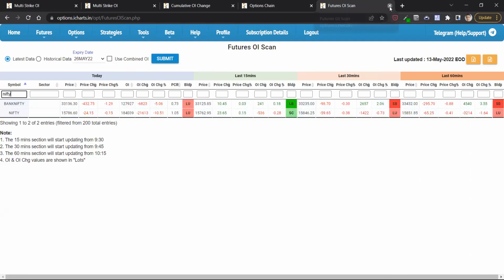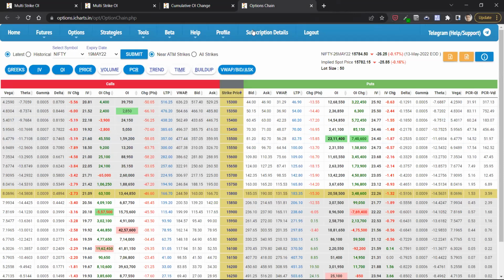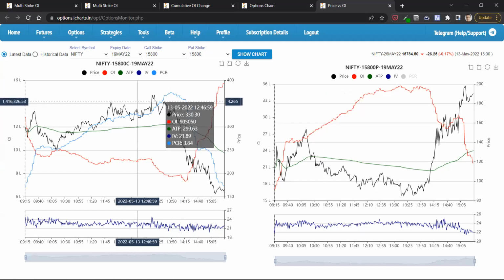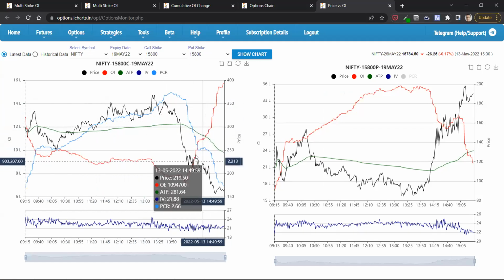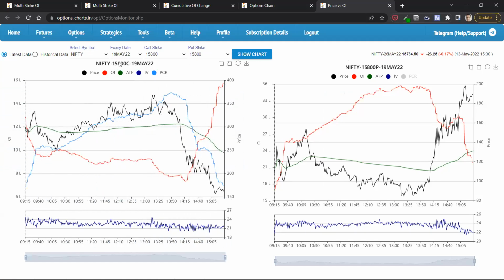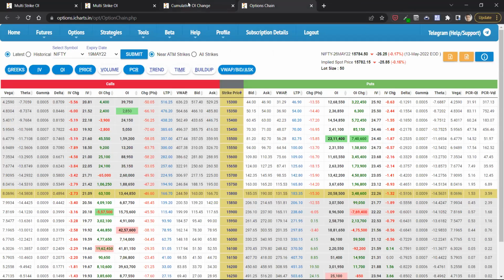So this is for checking the actual numbers, or for strike level PCR, you can check in option chain. You can also check strike level PCR if you want to see the trend. You can go here in price versus OI, options price versus OI, and enable PCR here. This blue line here is again the PCR of this particular strike. You can check here also. So multiple places are there where you can check that.